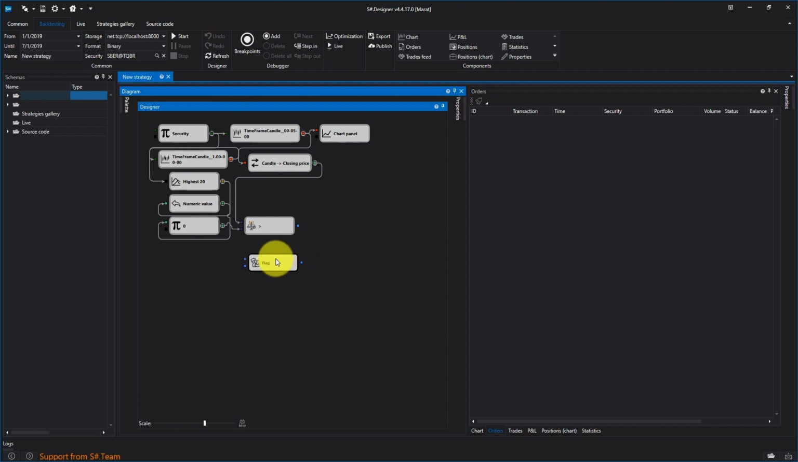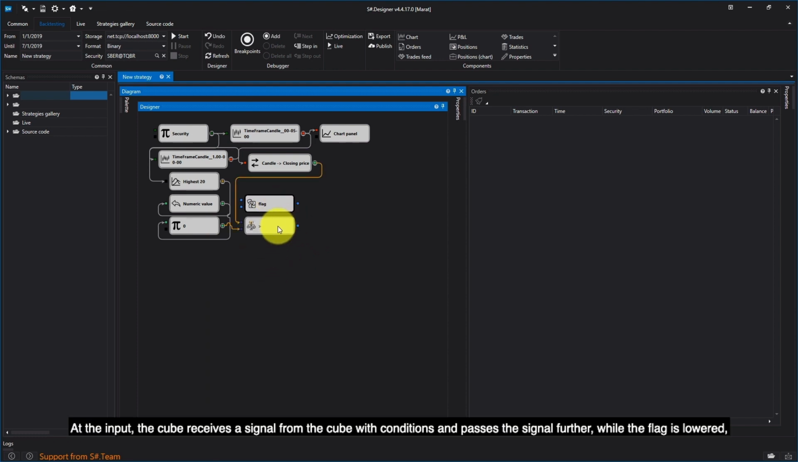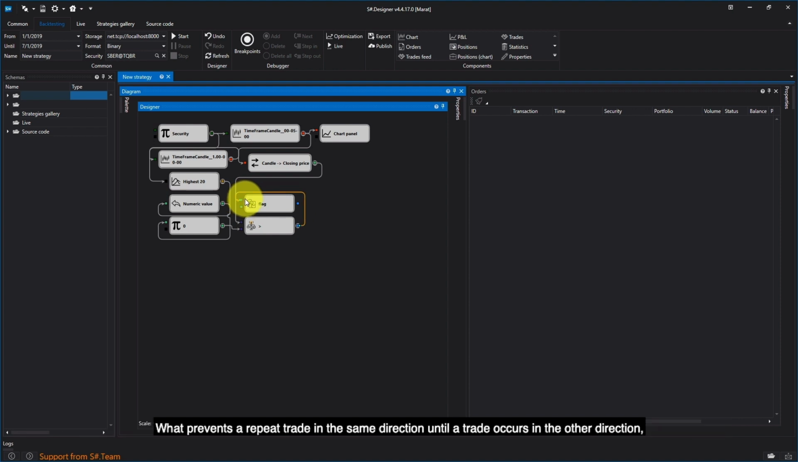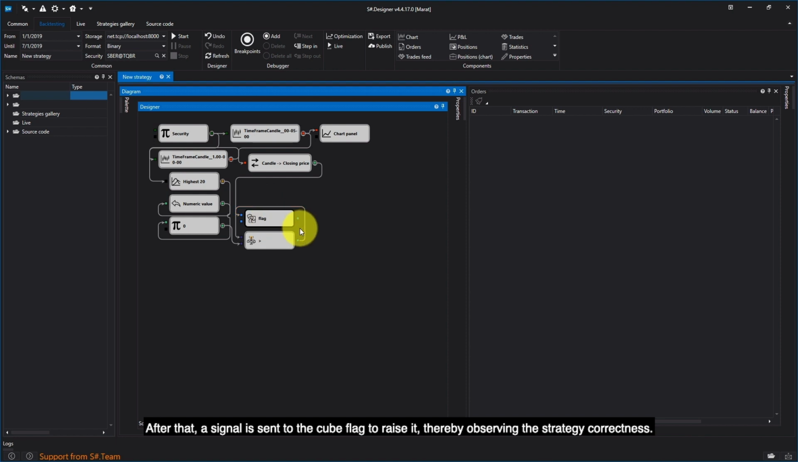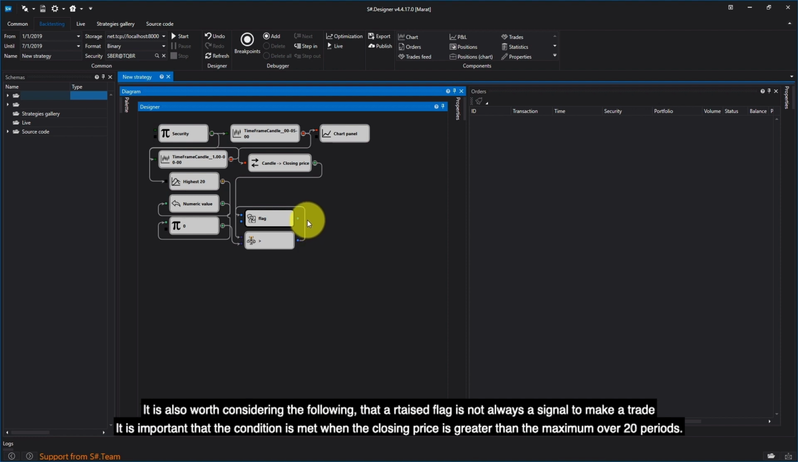At the input, the cube receives a signal from the cube with conditions and passes the signal further while the flag is lowered, which prevents a repeat trade in the same direction until a trade occurs in the other direction. After that, a signal is sent to the cube flag to raise it, thereby observing the strategy correctness. It is also worth considering that a raised flag is not always a signal to make a trade.